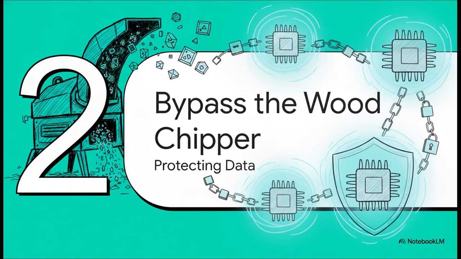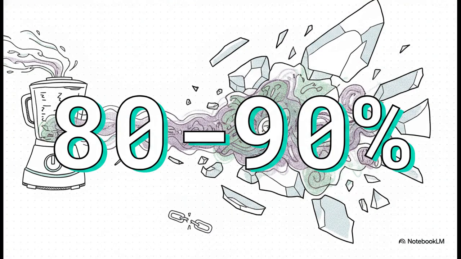Section 2. Bypassing the wood chipper. So, how do we actually escape this trap and protect our data provenance from what the researchers call the wood chipper effect? To understand this, we need to look past the software entirely and get right down to the bare metal of modern microchips. And the sheer scale of the hardware flaw we're dealing with here is just staggering.